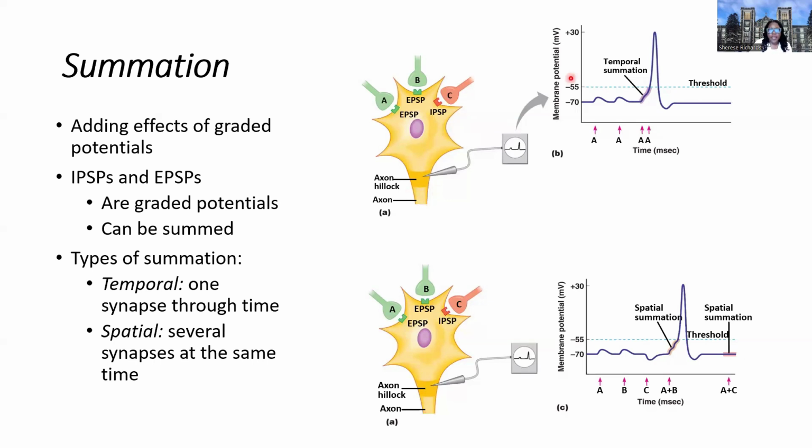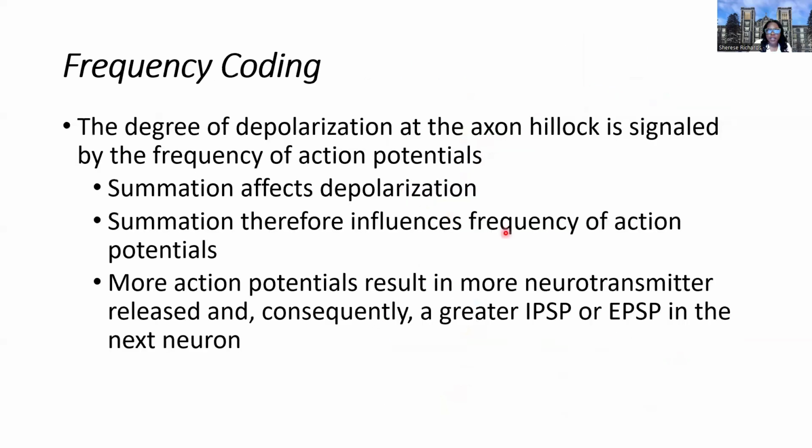Okay. So the final component here, frequency coding, this is where we think about the summing, and then we also want to think about the frequency of action potentials. If we have many action potentials arriving at the axon hillock, then we have a stronger signal being generated because we now have a faster rate, which means that more neurotransmitter is going to be released at the axon terminal, and that's going to result in a stronger signal on the postsynaptic side. Okay, so this is another way to say that more action potentials means more neurotransmitter release, means a stronger graded potential on the subsequent neuron.